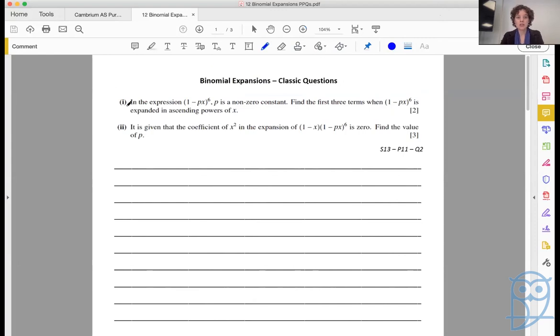Okay, so in this first question, we have a binomial expression here, (1 minus px) to the 6th. P is a non-zero constant, bear that in mind. Find the first three terms when it's expanded in ascending powers of x. First three terms. That means you're just going to use that straightforward formula that's in your formula sheet. Plug it in, simplify. Done. Then it's given something, and now we've got one of these double brackets. So there it is. Okay, so now we're going to be a bit of a detective.